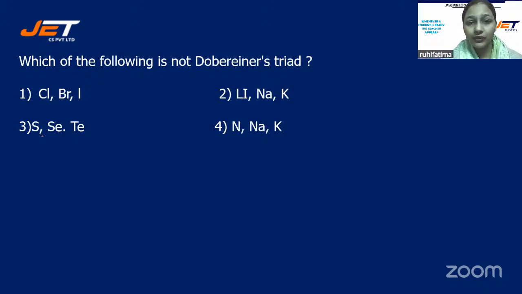Which of the following is not Dobereiner's triad? Your options are: number one, chlorine, bromine, iodine. Option number two, lithium, sodium, or potassium. Option number three, sulfur, selenium, or tellurium. Option number four, nitrogen, sodium, or potassium.